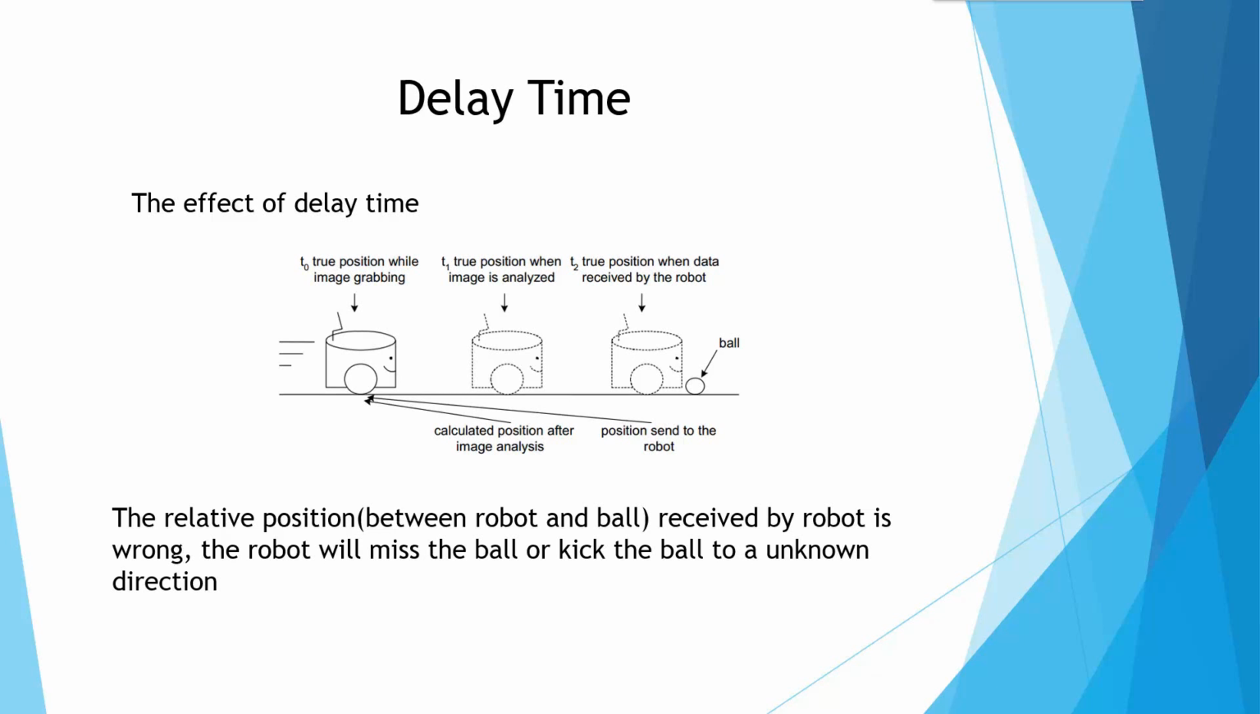So in this example, although the command is to let the robot continue moving forward to chase the ball, actually the robot has already touched the ball. So as a result, the robot will miss the ball or kick the ball in an unknown direction.